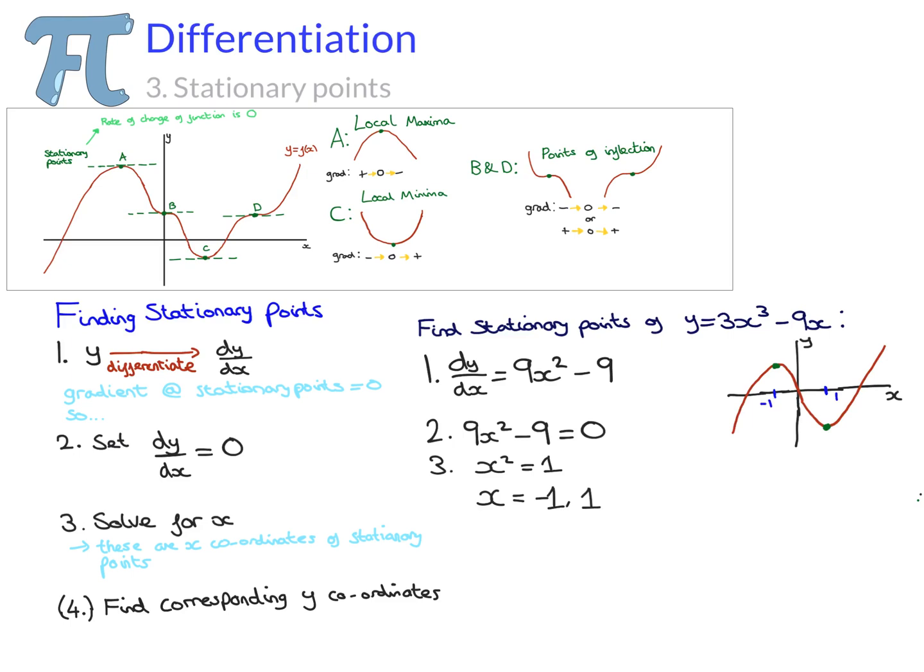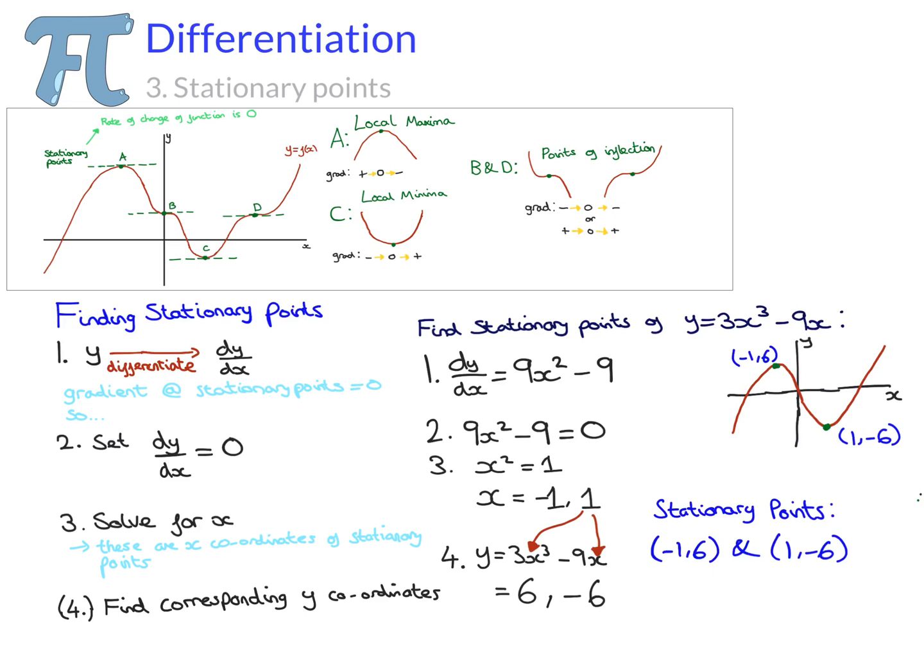We now sub these into the original function to find the y-coordinates. At x equals negative 1, y is just equal to 3 lots of negative 1 cubed minus 9 times negative 1, which comes out as 6. At x equals 1, we sub 1 in and we get the result of minus 6. The stationary points are therefore at (-1, 6) and (1, -6). You might want to note that you're not always asked to find the y-coordinates of the stationary points.